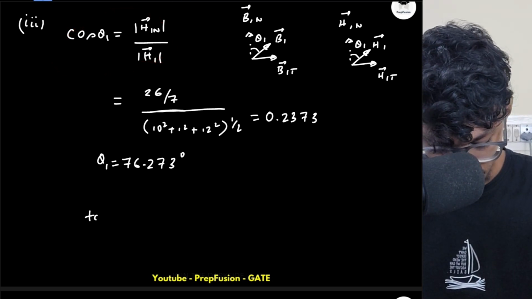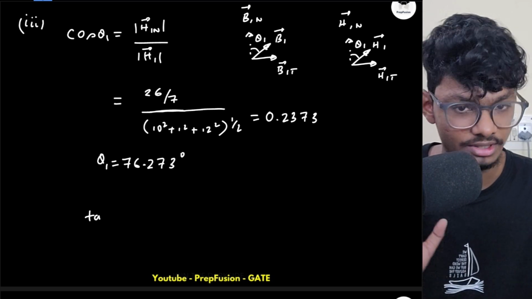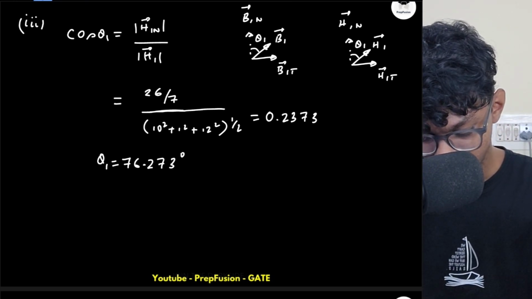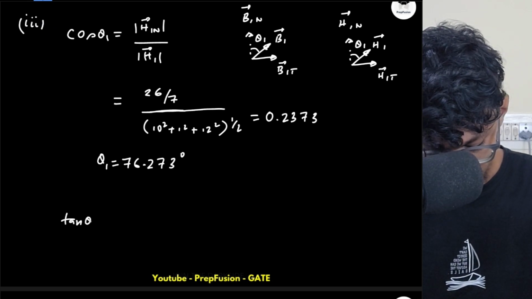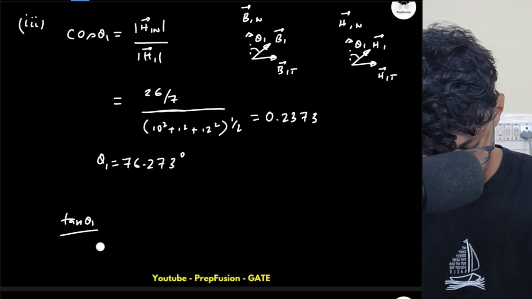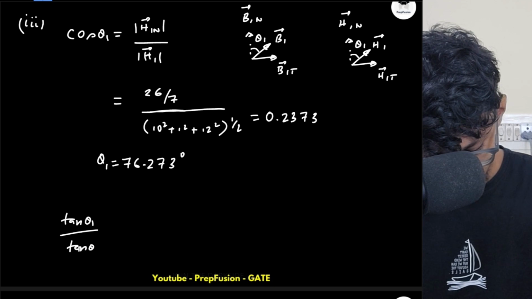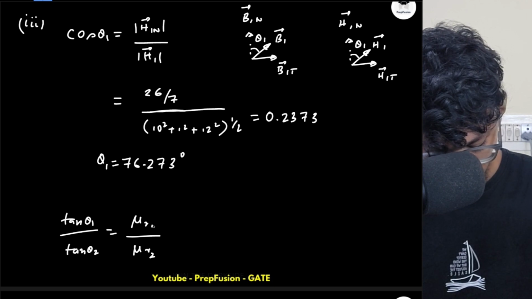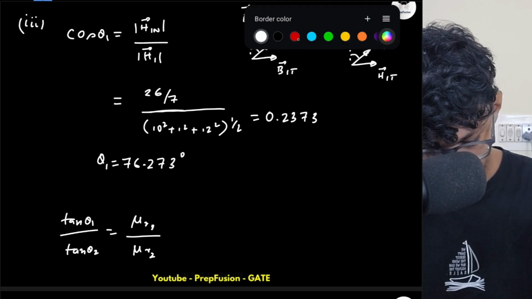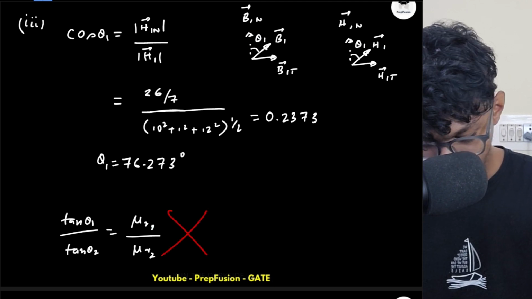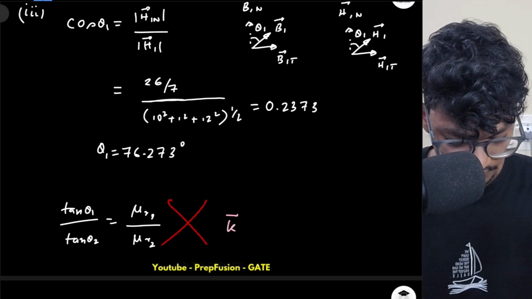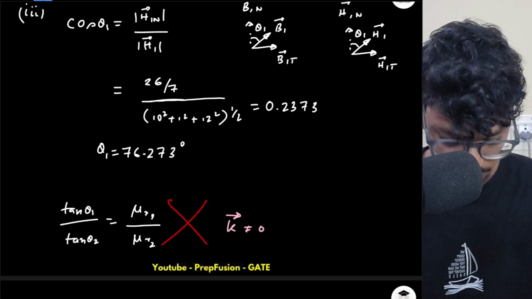this formula, right? But there is some surface current density, so we cannot use that formula. We cannot use tan theta 1 upon tan theta 2 equals to mu r1 divided by mu r2. You cannot do this. Why you cannot do this? Because my K, there is some surface current density, right? K is non-zero, so I cannot do this.